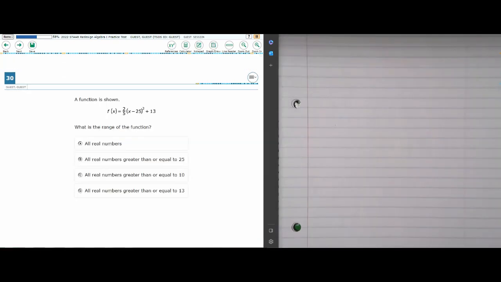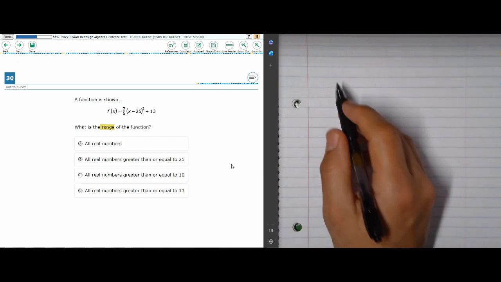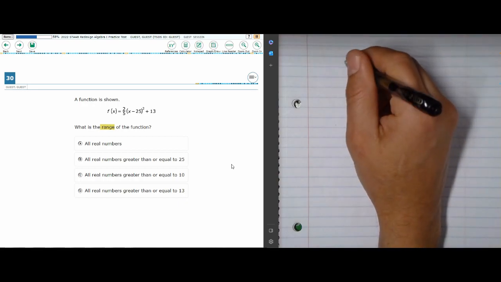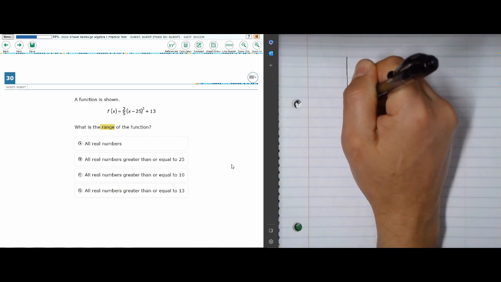Here on number 30, notice it says a function is shown. What is the range of the function? So they're asking us for the range, so we have to go back and make sure we understand the difference between domain and range because we're going to be looking at some things on a graph. So I want to give you a little bit of information. First of all, I'm going to draw this out.